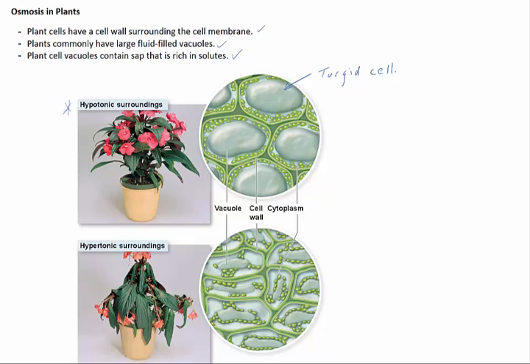Turgor is very important to plants as it helps to support them and maintain their shape and form. If you see a plant that is wilting on a hot, dry day, it is because significant amounts of water have evaporated from the plant, meaning that the external concentration of water molecules becomes less than in the vacuole. This causes water molecules to diffuse out, reducing the volume of the vacuole and causing the cells to become limp or flaccid, which causes the plant to wilt. And if enough water is lost, the cell membrane pulls away from the cell wall in a process called plasmolysis.